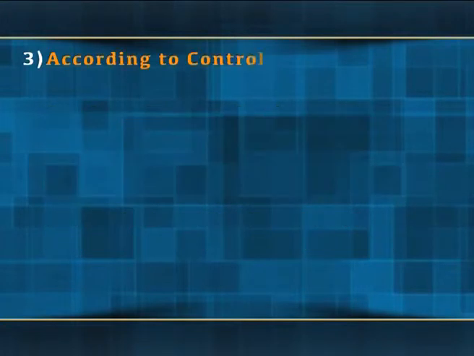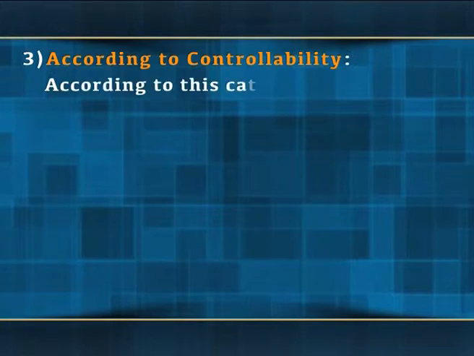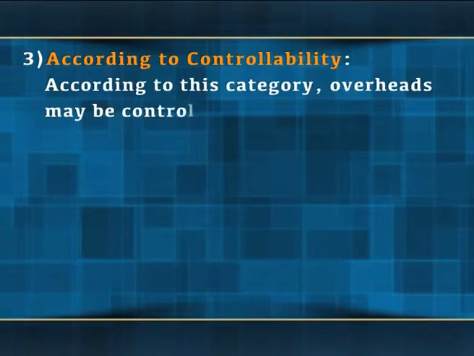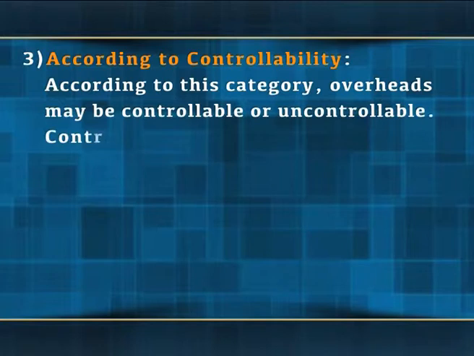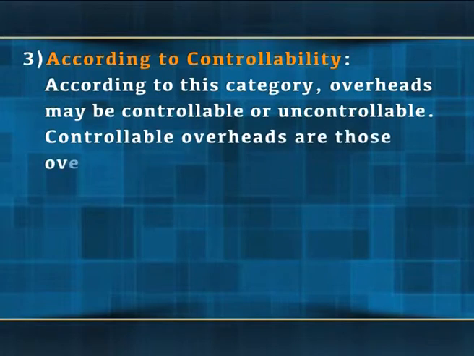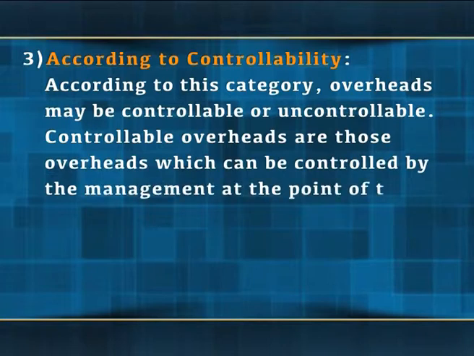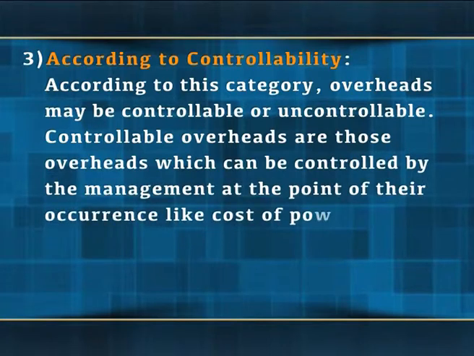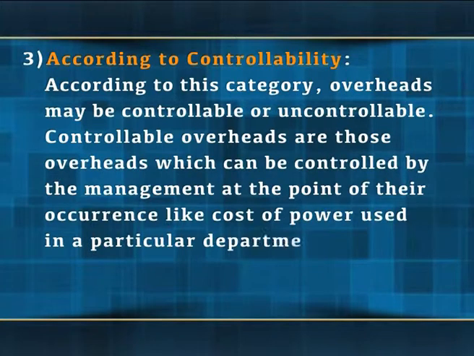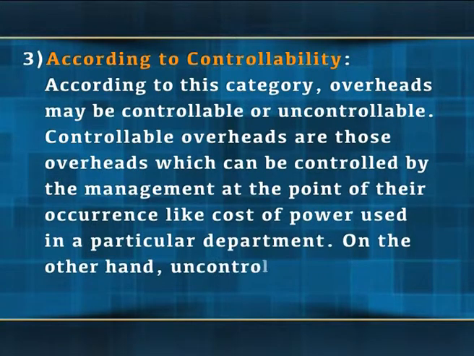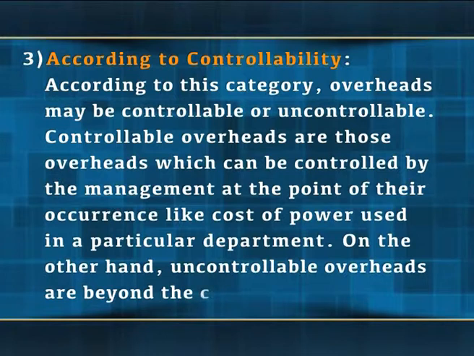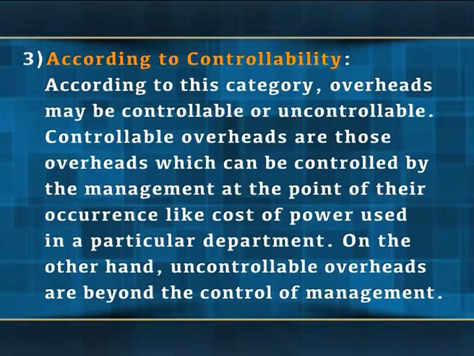3. According to controllability. According to this category, overheads may be controllable or uncontrollable. Controllable overheads are those overheads which can be controlled by the management at the point of their occurrence, like cost of power used in a particular department. On the other hand, uncontrollable overheads are beyond the control of the management.